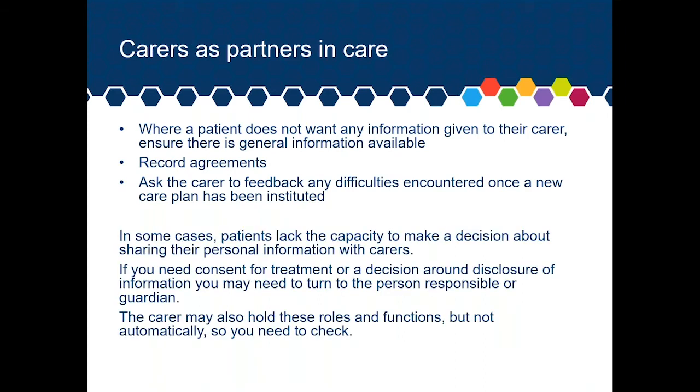In some cases, patients lack the mental capacity to make a decision about sharing their personal information with carers. A person should be able to understand the information relevant to the decision, retain that information long enough to make a decision, use or weigh that information as part of the process, and then communicate his or her decision using verbal or non-verbal communication. If this is not possible and you need consent for treatment or a decision around disclosure of information, you may need to turn to the person responsible or guardian. The carer may also hold these roles and functions, but not automatically, so you need to check.